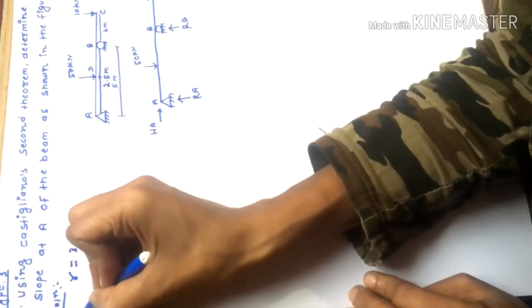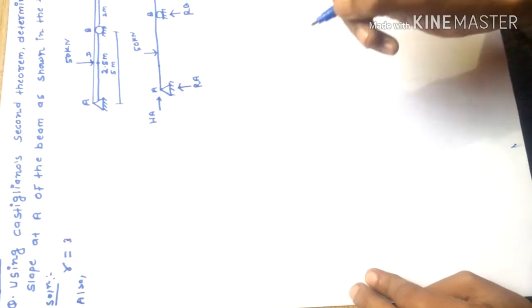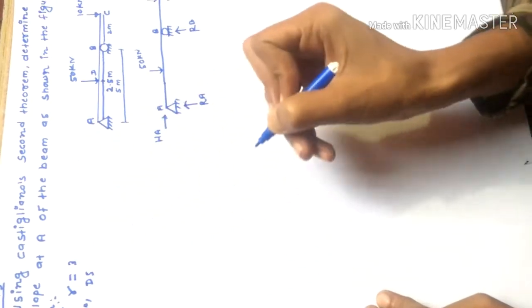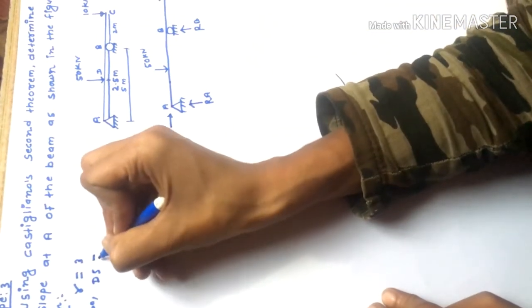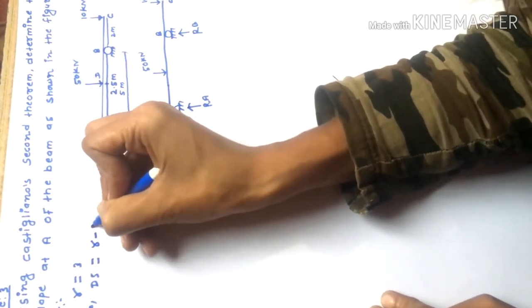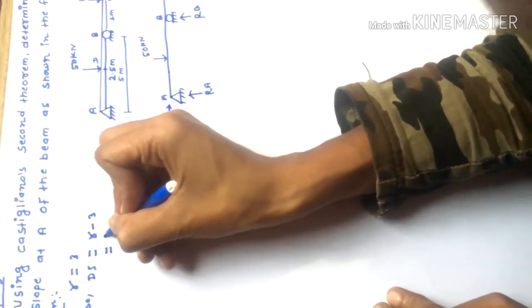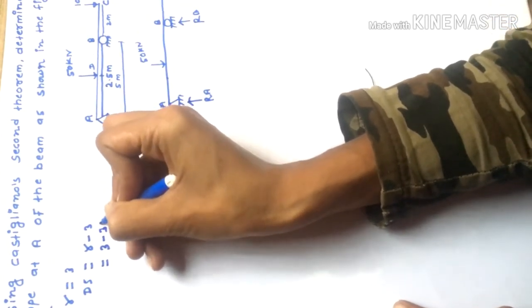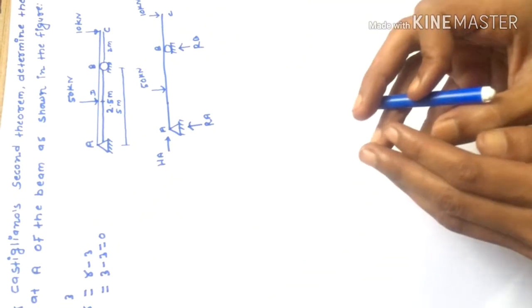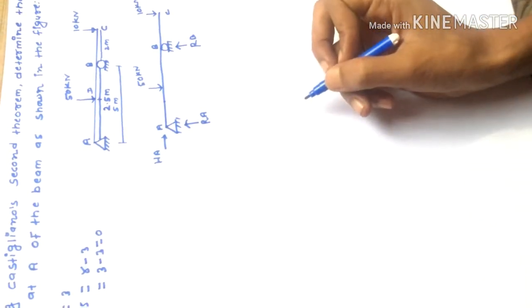Also, if ds is the degree of static indeterminacy, then ds is equal to R minus the number of available equations of equilibrium. So here R is equal to 3, and 3 minus 3 is equal to 0. So this is not an indeterminate structure, and we can calculate the reactions using the available equations of equilibrium.